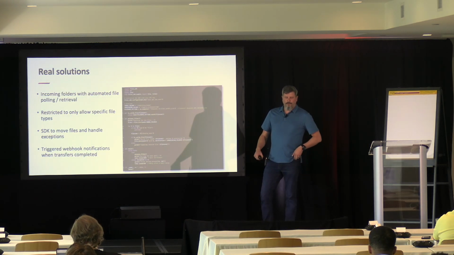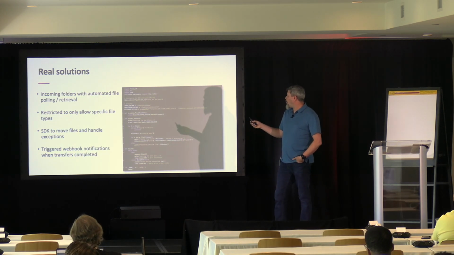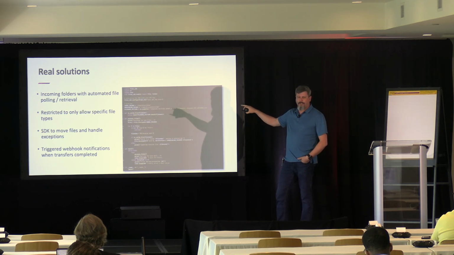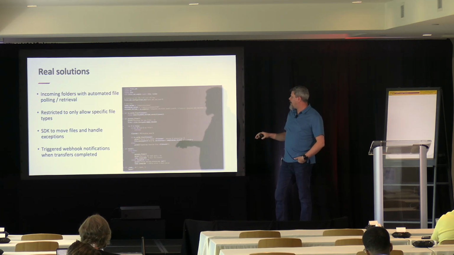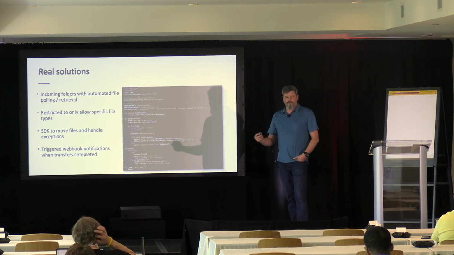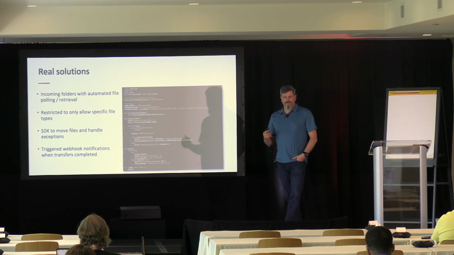Right. So if we look at these real-world examples a little bit more, you can have incoming folders with automated file pulling and retrieval. You might need to restrict how the file flow works for you in that case. Really working through that, you want to work on file validation and using the SDK to make sure that you handle the exceptions that might occur during a transfer or move.